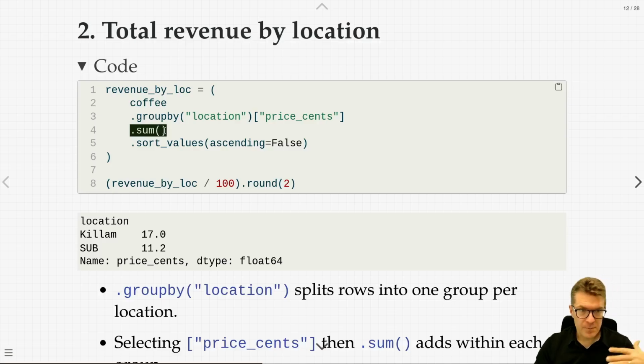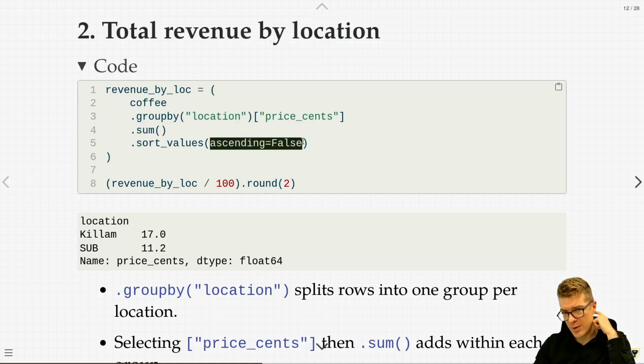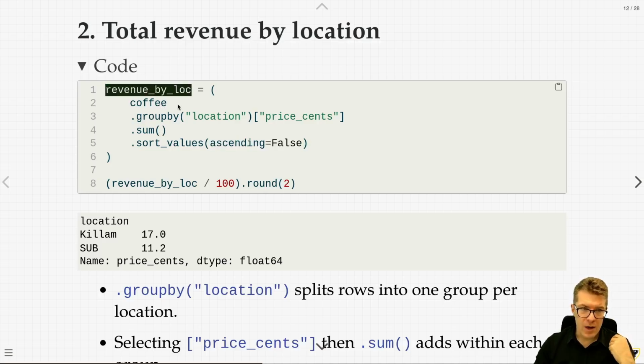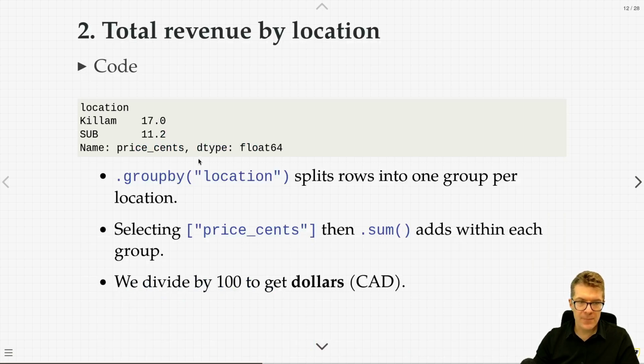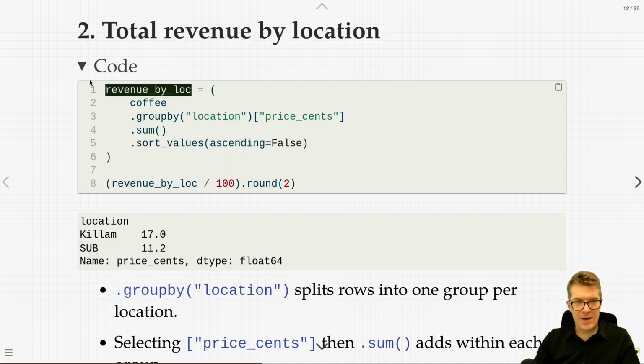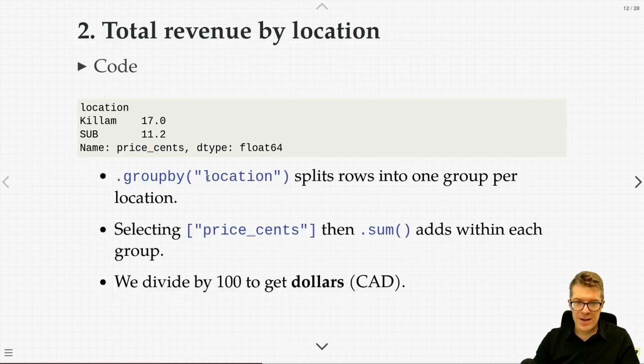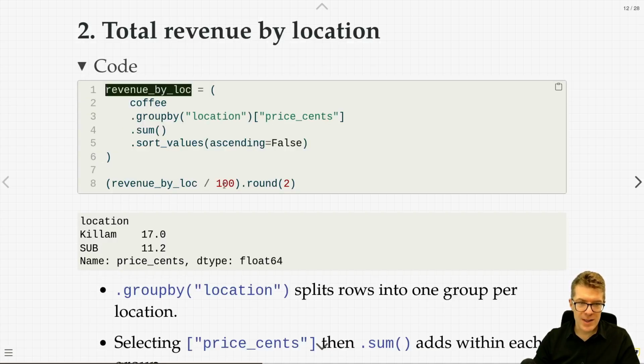Given this is still a column, I can do a sort values, and I can decide whether it's ascending or descending. In this case, I want it to be descending, so start with high values at the top, so ascending is false. And then all of this is stored in revenue by loc. One last thing I'm going to do is divide by 100 right here, because maybe dollars is easier for you to think about in Canadian currency than cents, so that's where this last divided by 100 comes from. And just in case, we round to the 2 nearest decimal points.